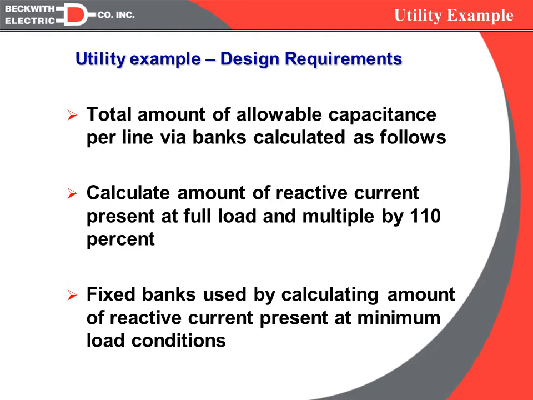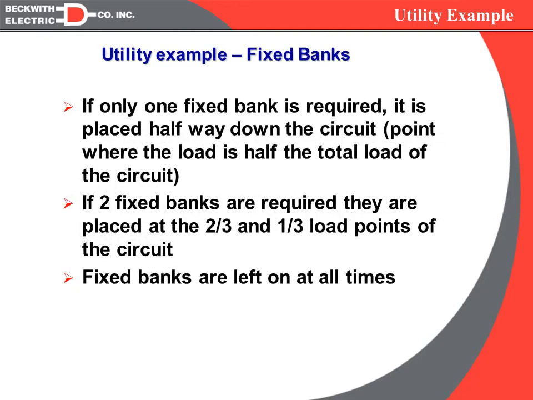So we're going to start with the highest load point, add 10%, that's the total. Now we're going to look at the lowest load point, and whatever the VAR flow requirements are at that is what we're going to put down for fixed. The rest would be made up with switched capacitor banks. For the fixed banks, once they calculated, they would typically use 1, no more than 2 per circuit. If they use 1 per circuit, they're going to put it halfway down the line. If they use 2, then they're going to do a 1/3, 2/3. And these fixed banks would normally be left on at all times.